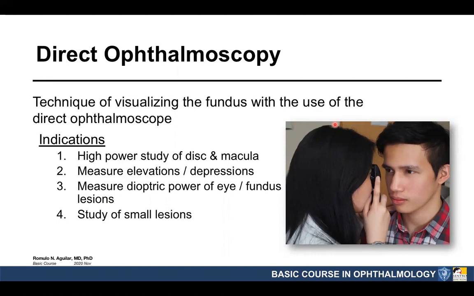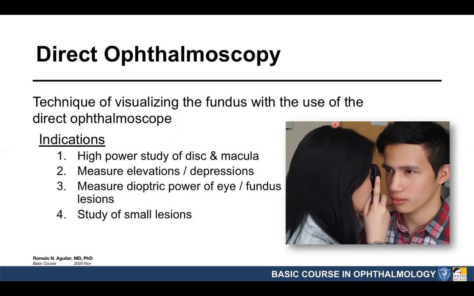The indications for this use are if you want a high-power study of the disc and macula or any other structure on the retina, if you want to measure elevations and depressions, and this is largely dependent on the type of ophthalmoscope you use. Some ophthalmoscopes would have slit beams so that if you shine the slit on the retina and it curves backward, then you know that that part is depressed. If it curves forward, then you know that that part is elevated.